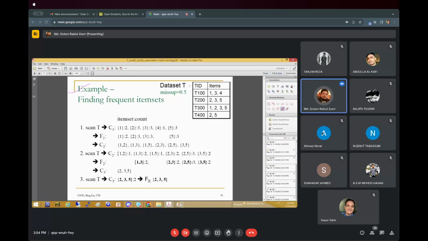If a data set is given, like here, this is the data set. In this case, the transaction IDs are 100, 200, 300, and 400, and the items are 1, 3, 4; 2, 3, 5; 1, 2, 3, 5; and 2, 5. So these are the items given. Then we want to find the frequent item sets first, and based on the frequent item sets, we have to derive the rules.